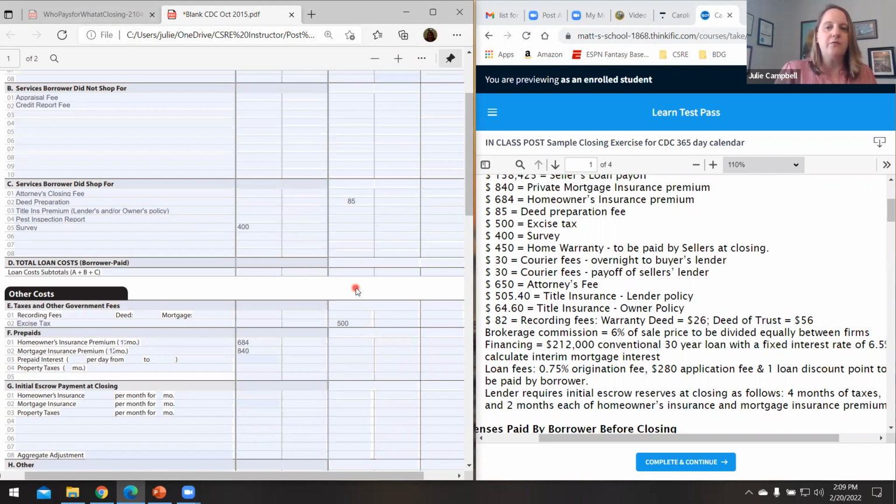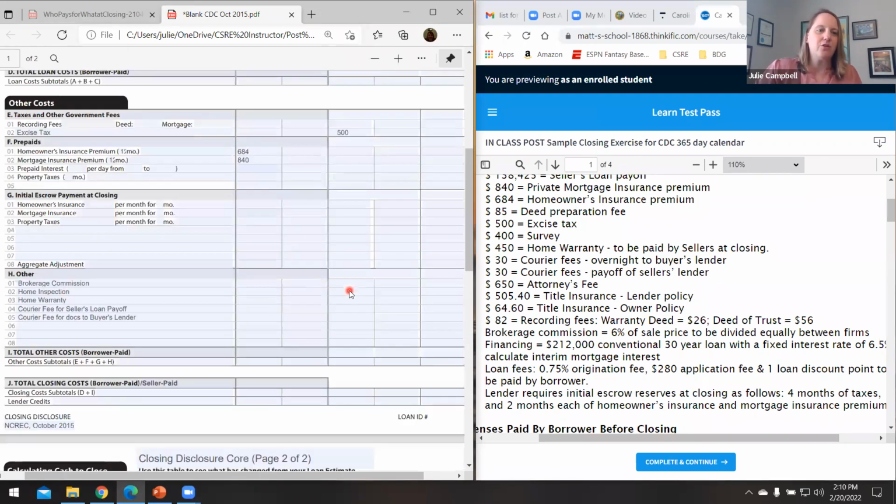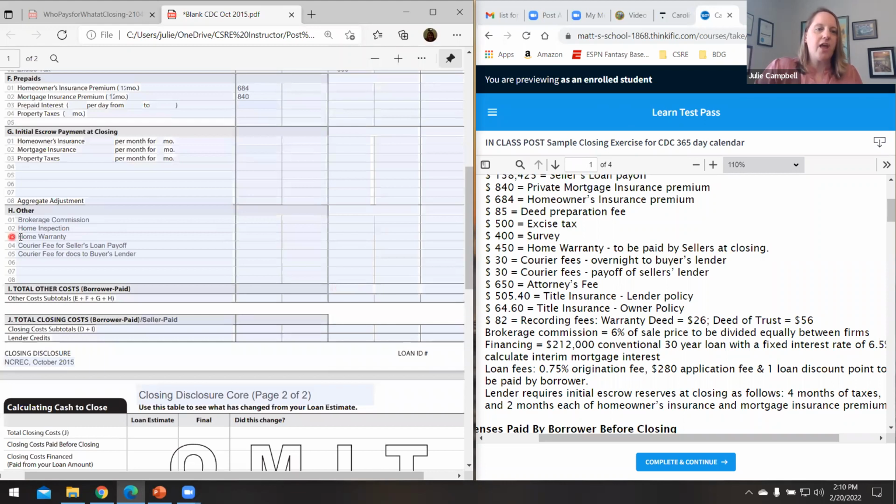There is a $450 home warranty to be paid by sellers at closing. So the sellers are paying for the home warranty for the buyer. Thank you, sellers. Home warranty company is a third party. So down here under H as in Henry, H is our other. H3 is our home warranty. Problem tells us the seller pays it. So there's $450, seller paid at closing.